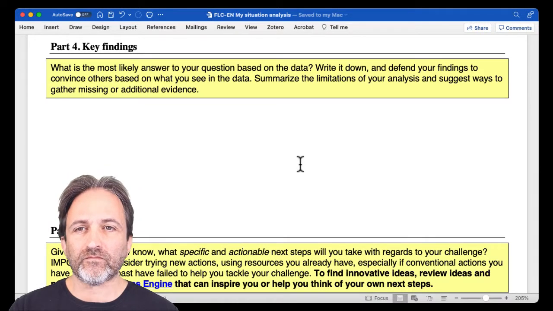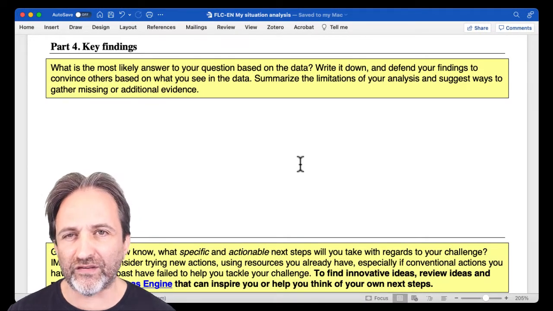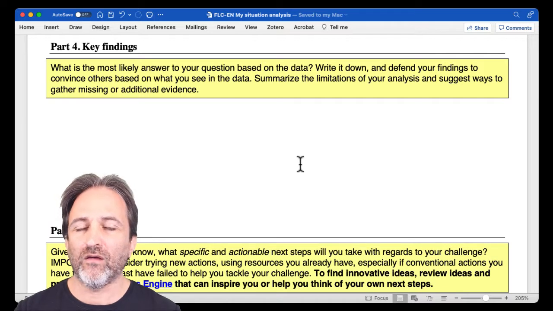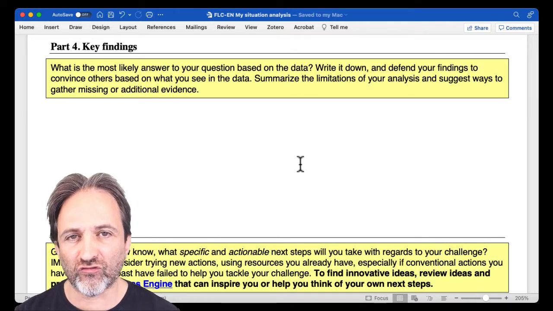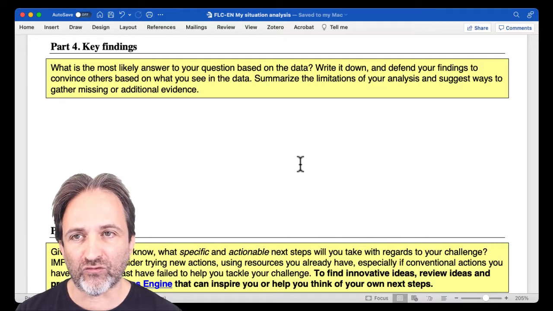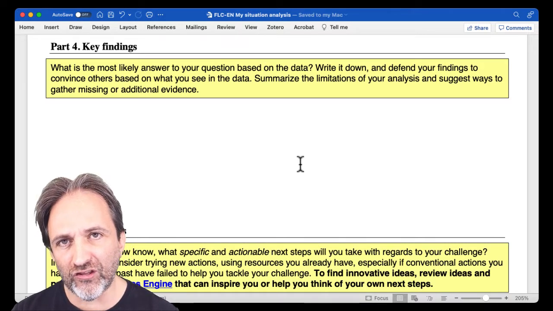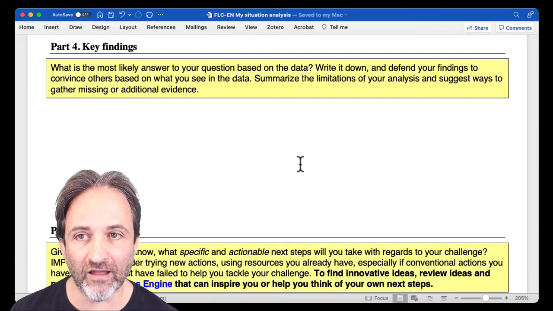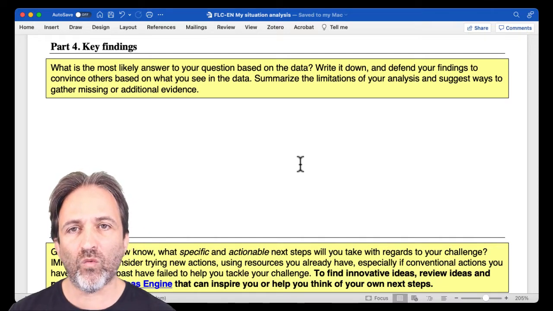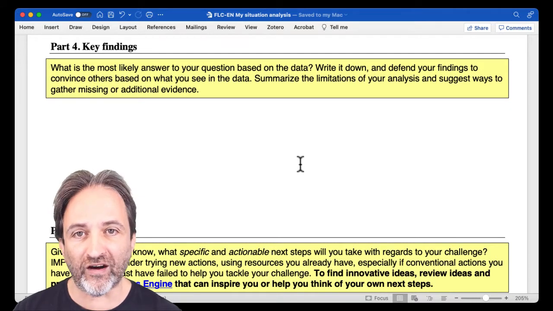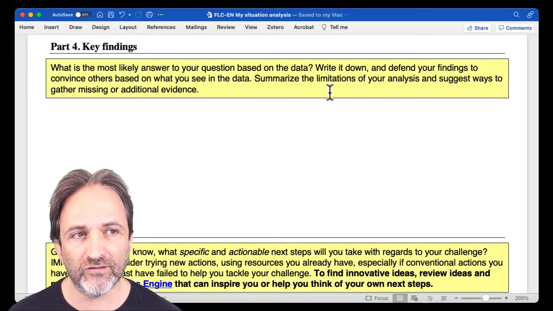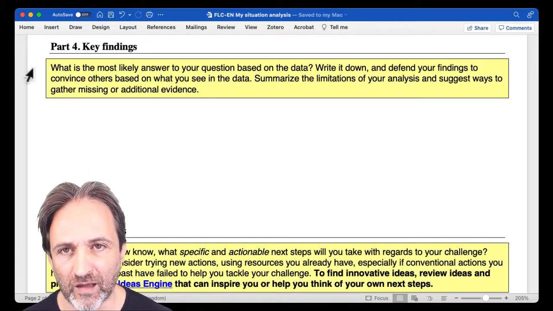So once you have put the pieces together, the setup is you're figuring out your question, your challenge, making sure you describe your situation, and then the data sources. And then there's a stage in which you're actually going to analyze all that. And what we want you to put into the situation analysis are the findings from that analysis. So there is very much an intermediate step here.